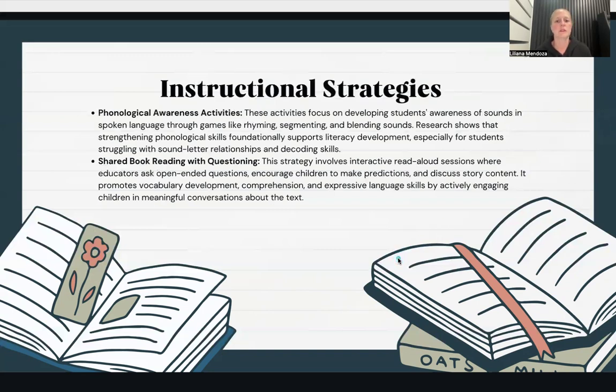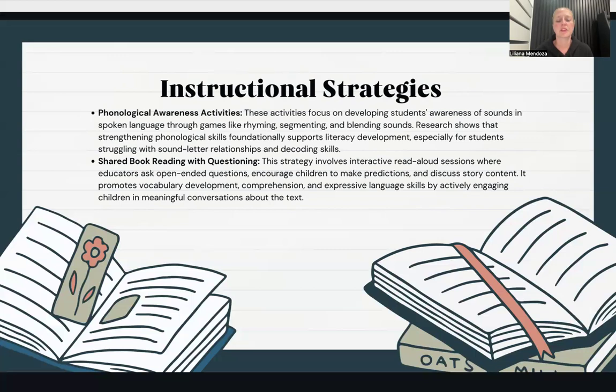I wanted to discuss 2 instructional strategies to support literacy development. So, one is phonological awareness activities. These activities focus on developing students' awareness of sounds in spoken language through games like rhyming, segmenting, and blending sounds. Research shows that strengthening phonological skills foundationally supports literacy development, especially for students struggling with sound letter relationships and decoding skills.